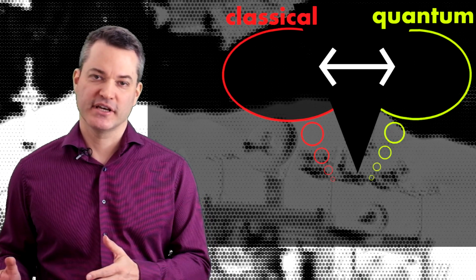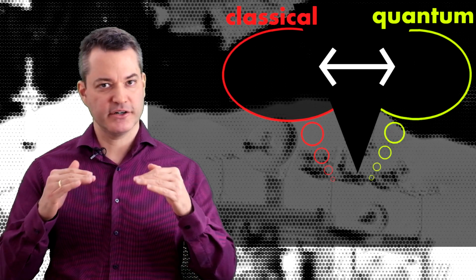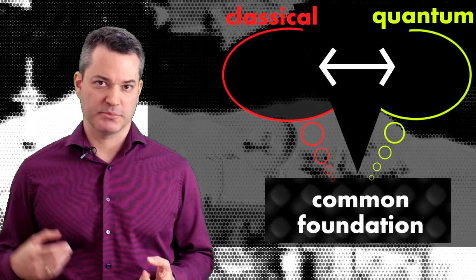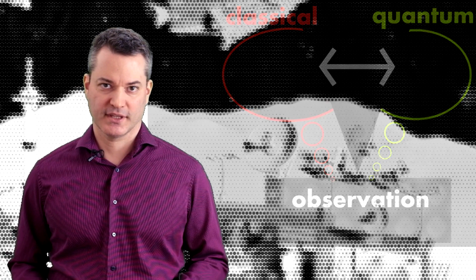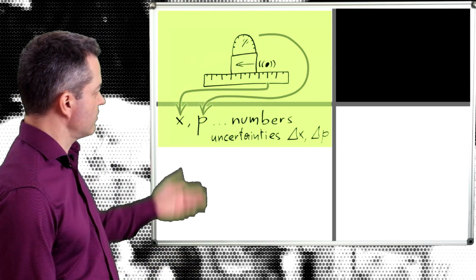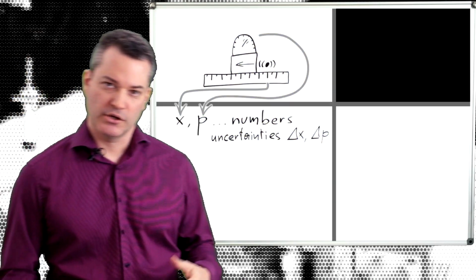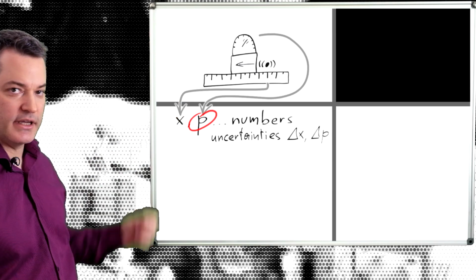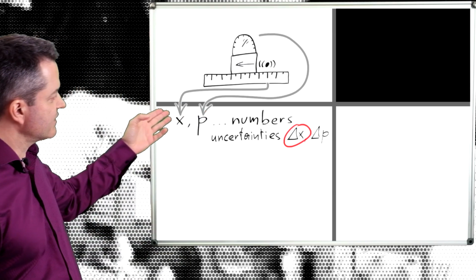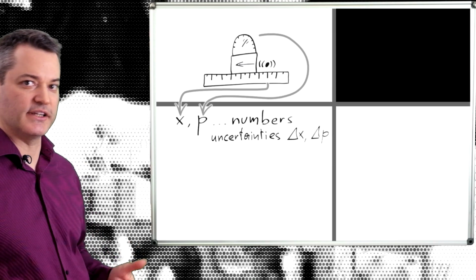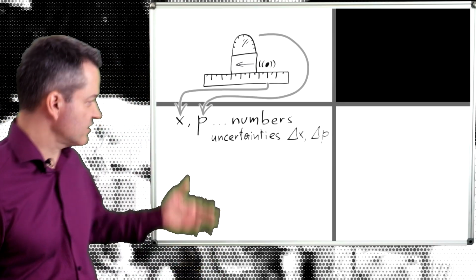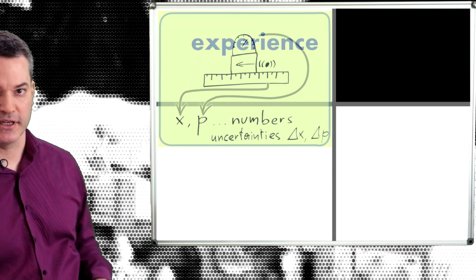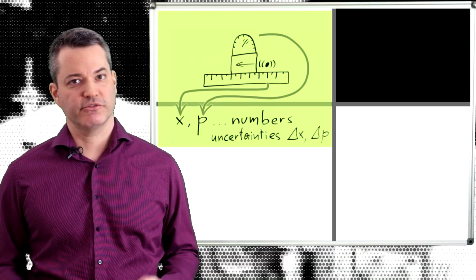To formulate the divergent ideas of classical and quantum theories, we must first understand their common empirical foundation, namely the physical observation of the real world we experience. In the last episode, we looked at the simple example of observing a particle with position x and momentum p. We quantified the result of the observation in form of the real numbers x and p and their respective uncertainties, delta x and delta p, which are positive real numbers. So far, this is just a description of what we experience, and therefore it must be accommodated by any viable physical theory.